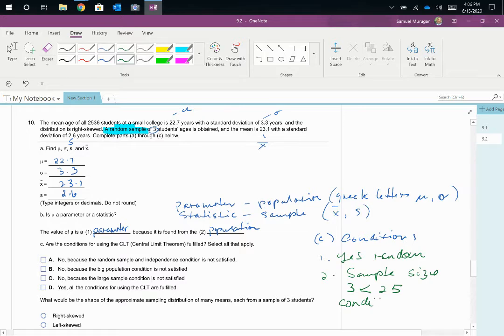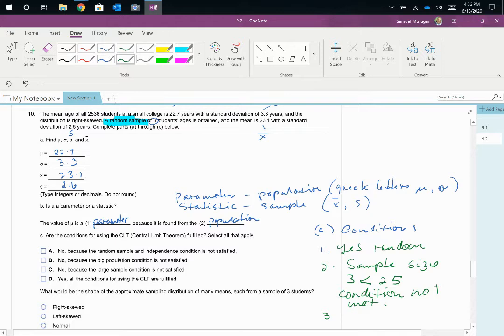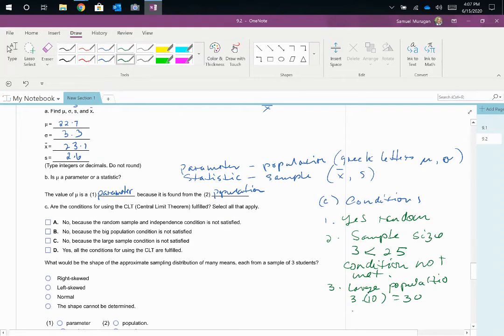Condition not met. The sample size has to be greater than 25. The third condition is the population size, large population to be exact. So 3 times 10 is equal to 30. 2536 is definitely greater than 30, so condition met.